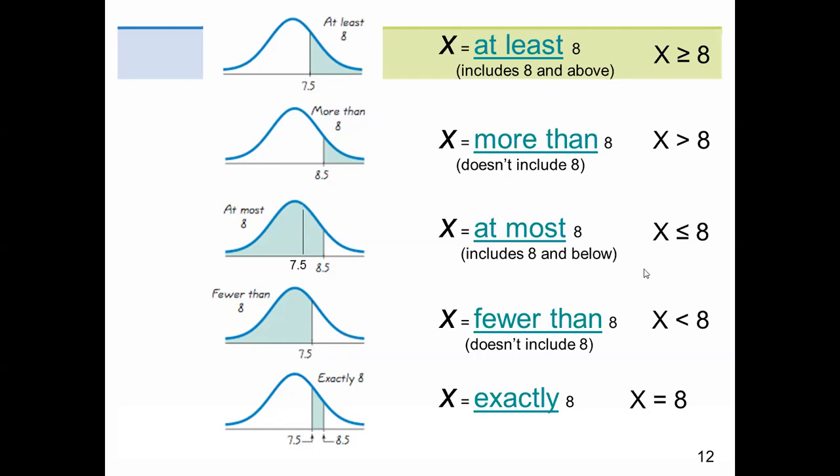I'm starting at 7.5. To me, the easiest ones are the ones that go exactly, you know, X is exactly 8. And then what you're doing is you're shading in from 7.5 to 8.5. These are the ones that are kind of no-brainers, the ones that are exactly.